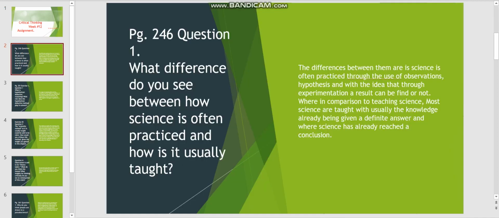Second slide, page 246, question 1. What difference do you see between how science is often practiced and how it is usually taught? The difference is that science is often practiced through the use of observations and hypotheses, with the idea that through experimentation a result can be found or not. In comparison, most science is taught with the knowledge already being given a definite answer, where science has already reached a conclusion.